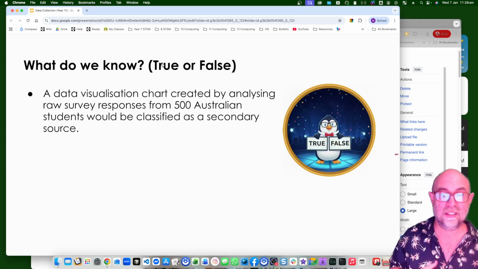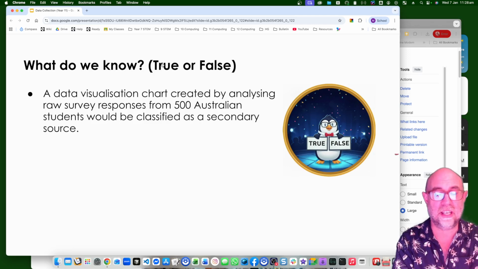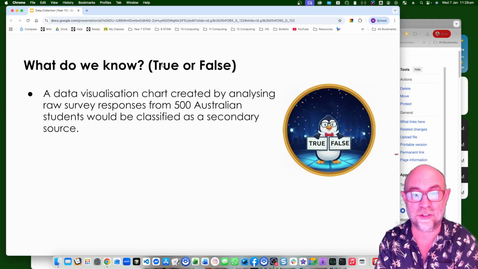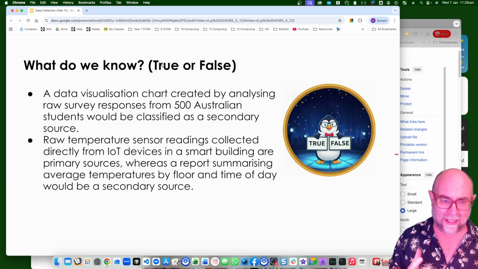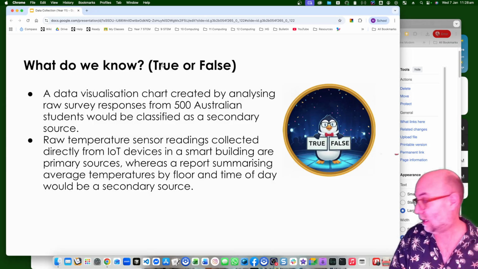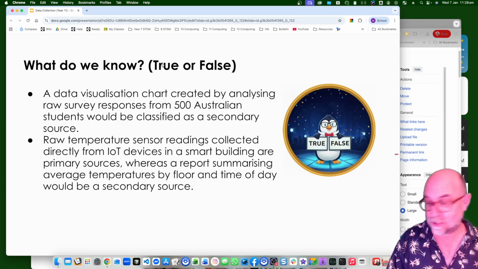A data visualisation chart created by analysing raw survey responses from 500 Australian students would be classified as secondary source. So it's a data visualisation, so it's pretty much automatically a secondary source because you're imposing some meaning on that or you're drawing out some meaning. Raw temperature settings. Well, I can tell you pretty much straight away that that's primary.